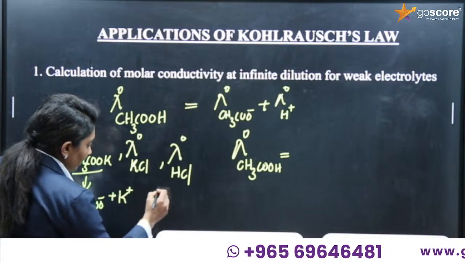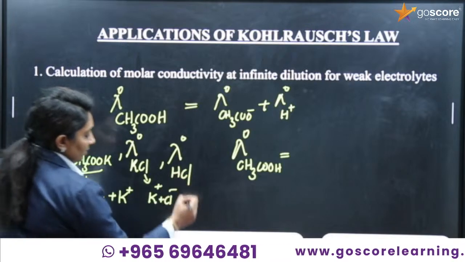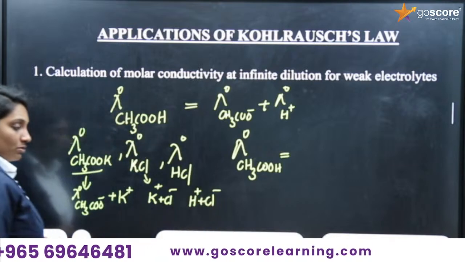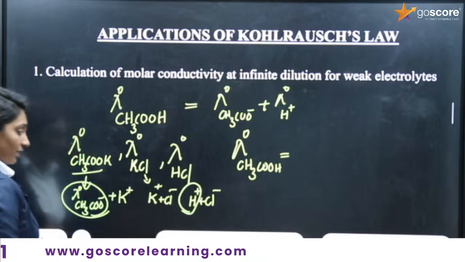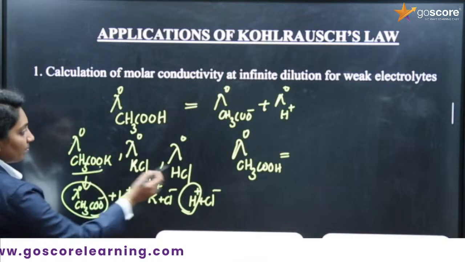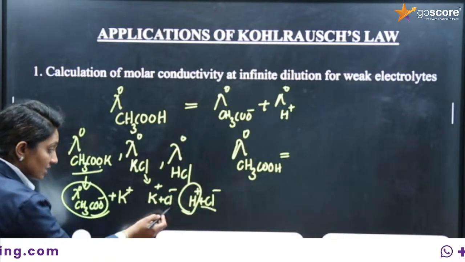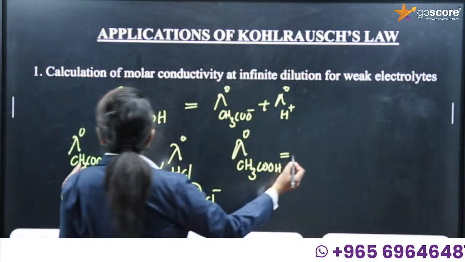This will be giving K plus Cl minus. This will be giving H plus Cl minus. So what you need? You need this one and this one, right? So what you can do? You can just simply add these two, and from that you have to subtract this chlorine and potassium, right? So for that what we can write?